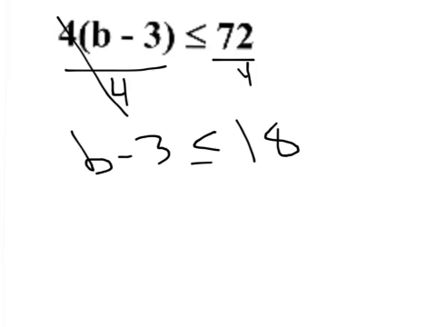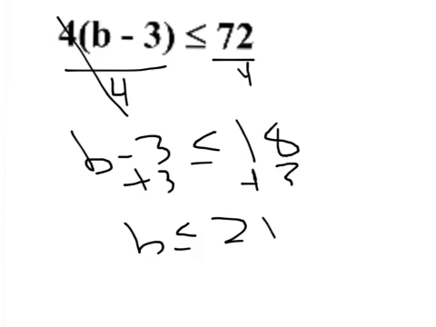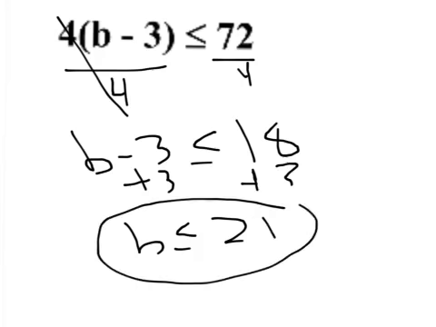4 goes into 72 18 times. I add 3 to both sides. B is less than or equal to 21. There's my answer. If I had distributed, would I have gotten the same answer? Yes, I would have. It would still be b is less than or equal to 21.